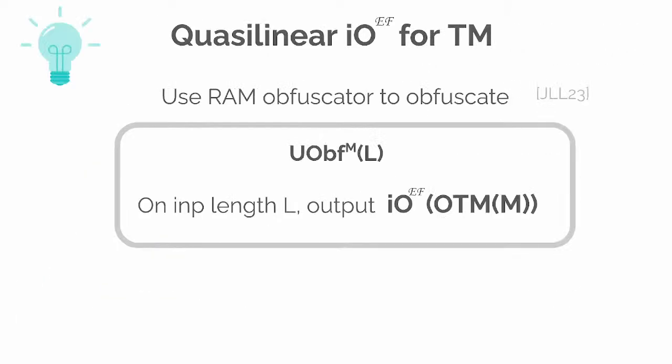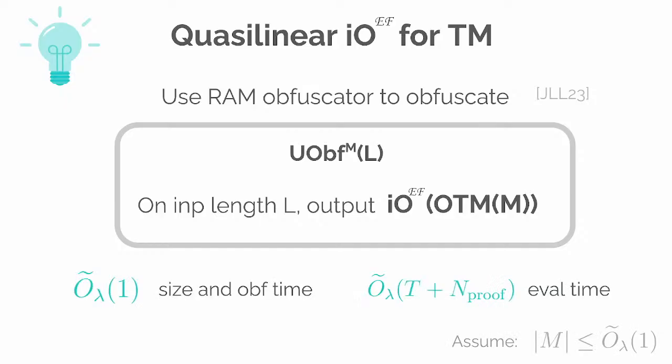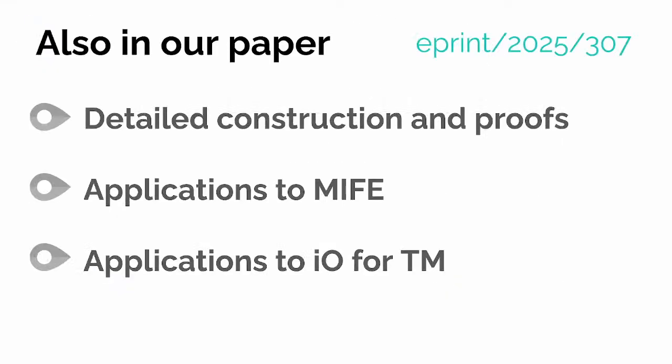Okay, so I'm going to try to wrap up. Before I do that, Zhenzhong mentioned Turing machines. With our result, we can improve his paper's result, and we can have quasi-linear efficiency for the Turing machine evaluation time, but the obfuscated program size and obfuscation time are just polylogarithmic. We have more things in the paper, like the detailed constructions and proofs. I didn't have time to talk about the details of the multi-input functional encryption or Turing machine construction.